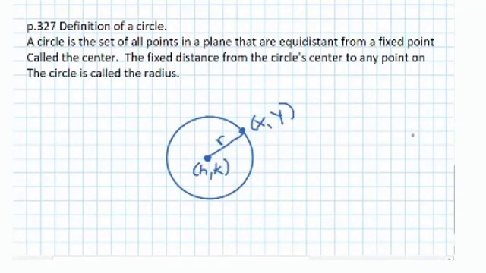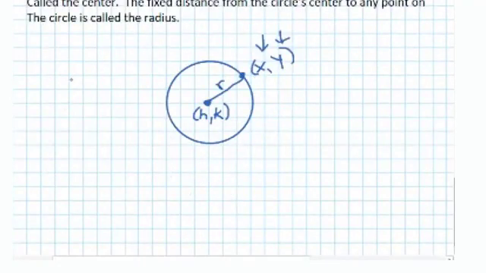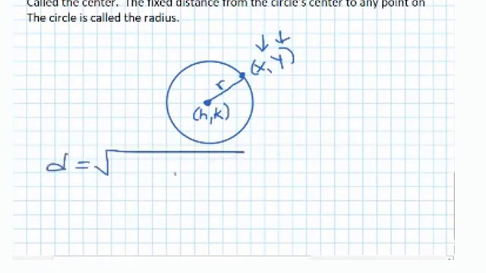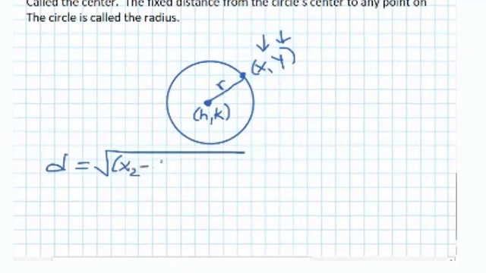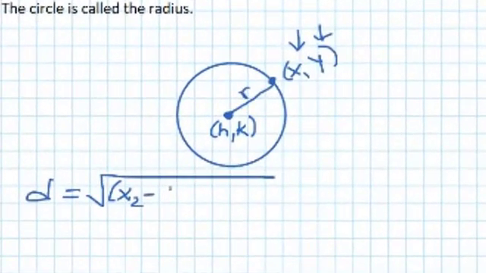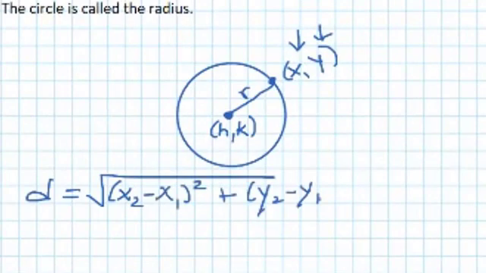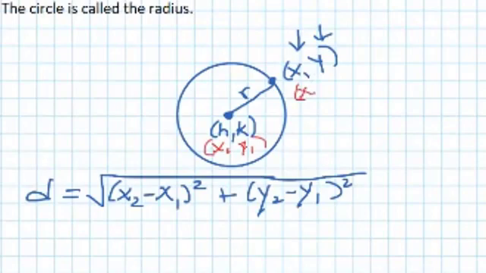So if we wanted to write an equation relating any random point (x, y) on the circle to the radius and the center, we could use the distance formula. Remember, the distance formula says that the distance between any 2 points, (x1, y1) and (x2, y2), is the square root of (x2 minus x1) squared plus (y2 minus y1) squared. And what we have here is 2 points. So we're going to think of (h, k) as our (x1, y1), and we're going to think of this point here as our (x2, y2), and r is the distance between them.